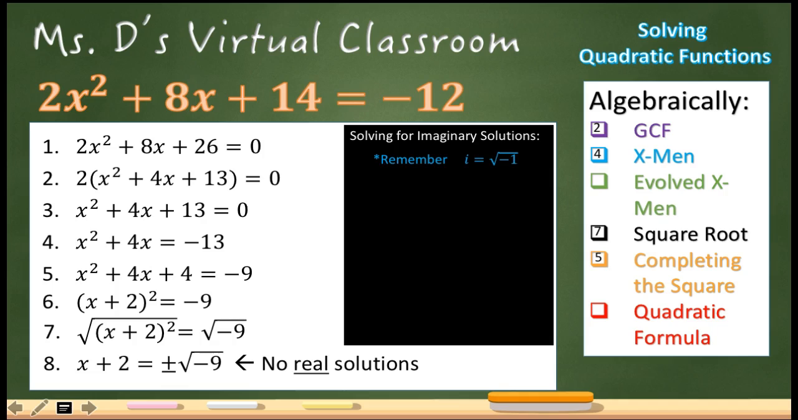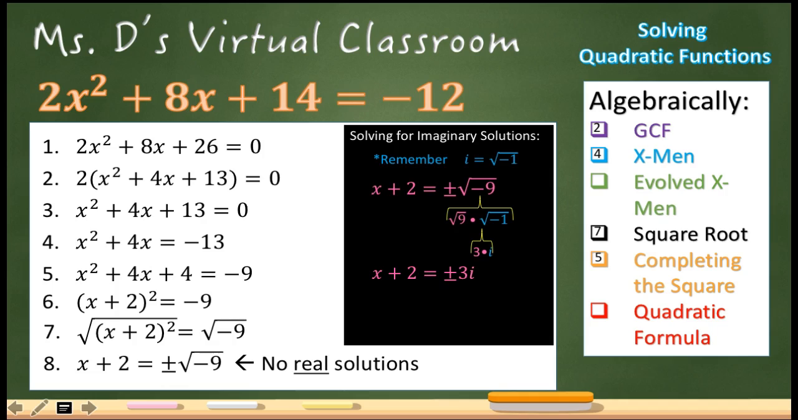Since our equation is x plus 2 is equal to plus or minus the square root of negative 9, we can rewrite the square root of negative 9 as the square root of 9 times the square root of negative 1. To simplify, we'll get 3 times i. So our equation is x plus 2 is equal to plus or minus 3 times i.